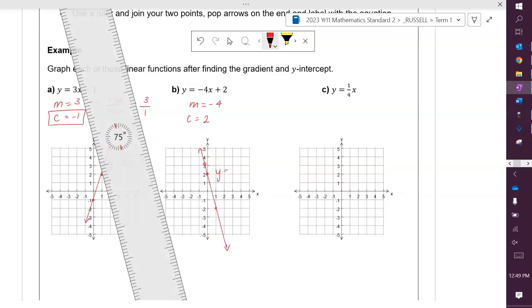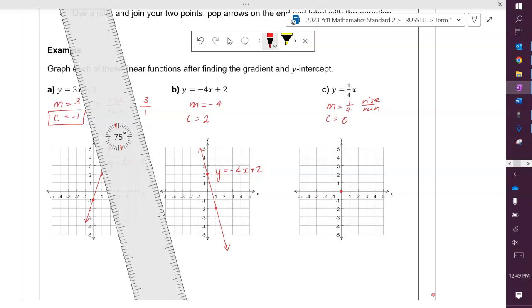And lastly, we label it. And our last one here, my gradient and my y-intercept. So my gradient here is 1 over 4. So that's our rise and our run. And our y-intercept, if there's nothing there, it simply means our y-intercept is at 0. So this is my y-intercept.